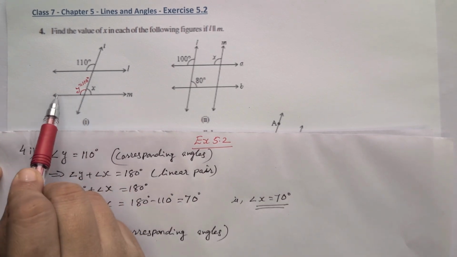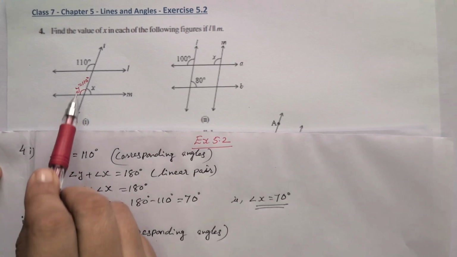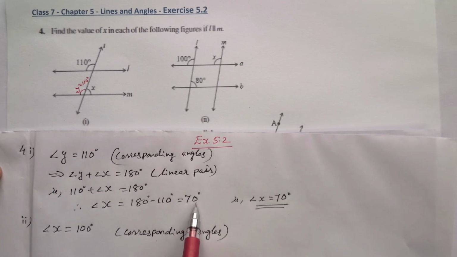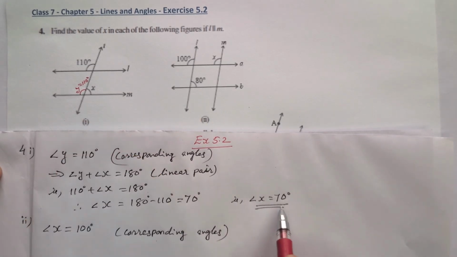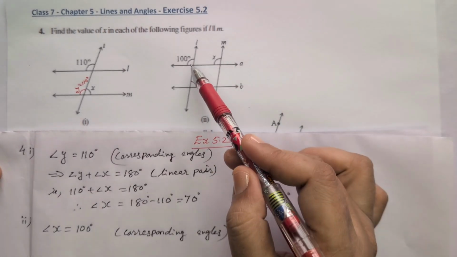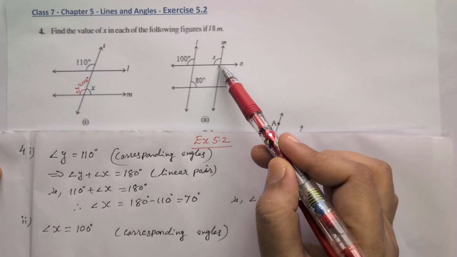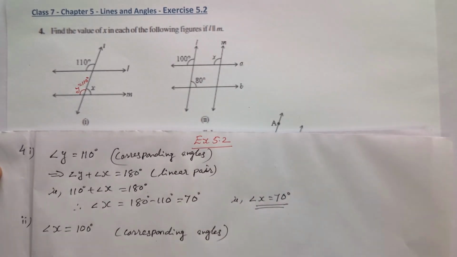These two are a linear pair. Sum of these two angles is equal to 180 degrees. So angle X is equal to 180 minus 110, which is equal to 70 degrees. So here angle X is equal to 70 degrees. Second figure, these two lines are parallel. This angle is given 100 degrees. Here X is equal to 100 degrees. These are the corresponding angles. So we can write angle H is equal to 100 degrees, corresponding angles.